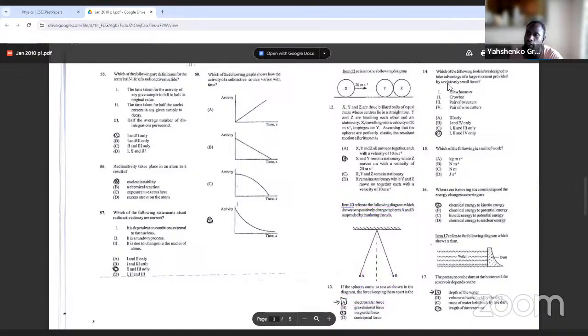Here we go. Question number 14. Which of the following tools are designed to take advantage of a large moment provided by a relatively small force? As you can clearly see here, there are some instruments: the claw hammer, the crowbar, the pair of tweezers, and the pair of wire cutters.